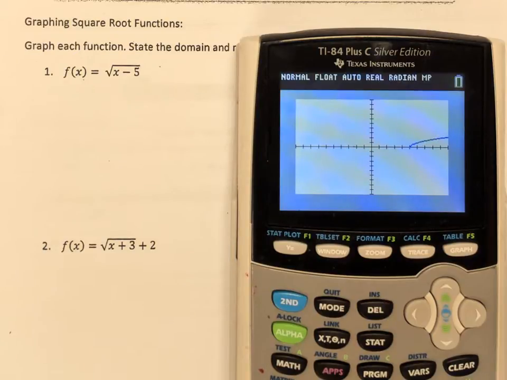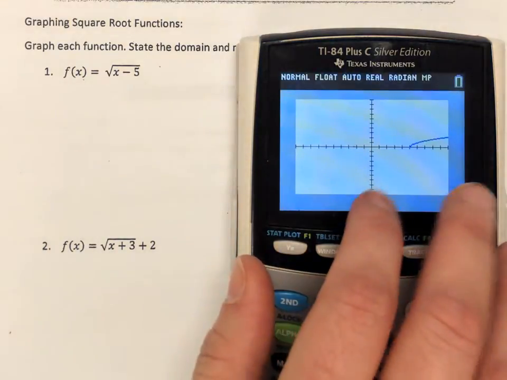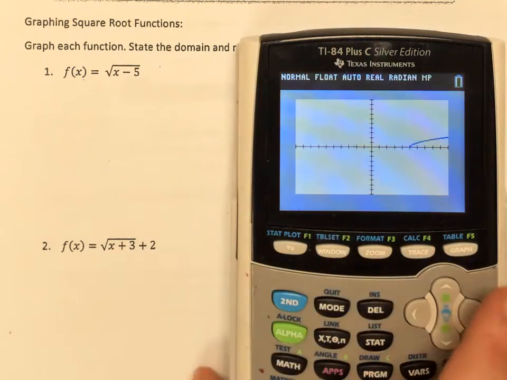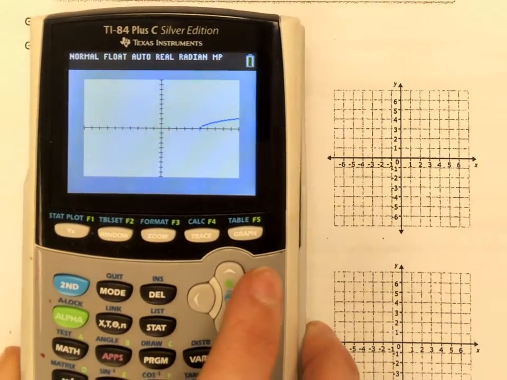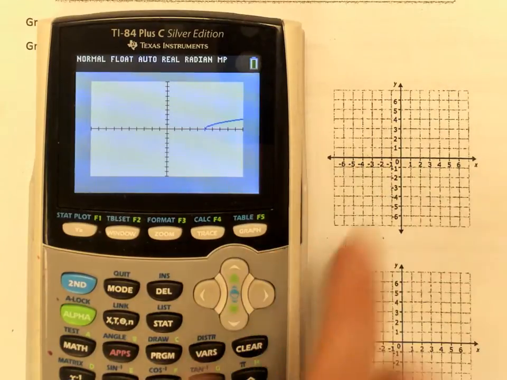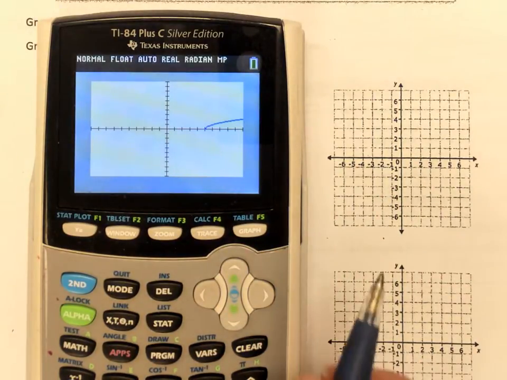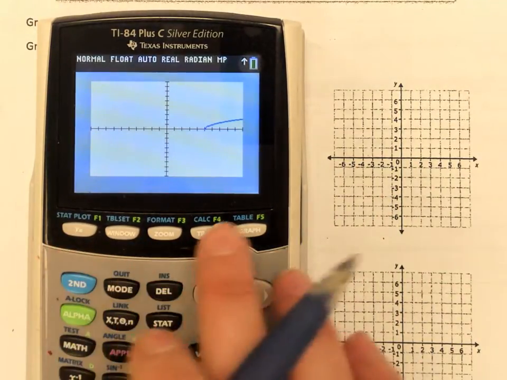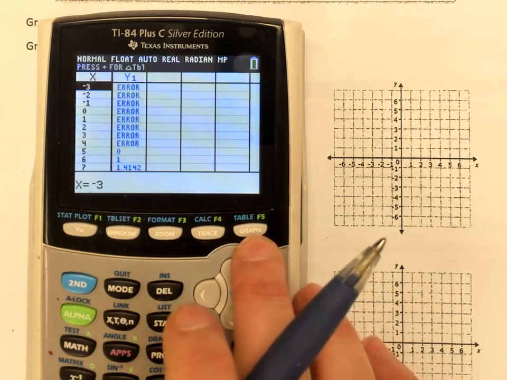Okay, y'all okay so far? Did y'all get the same picture? Alright, where do we go to tell our calculator, hey, I need to get some points so that I can put them on this graph? Table. Second graph, second table, however you want to say it.